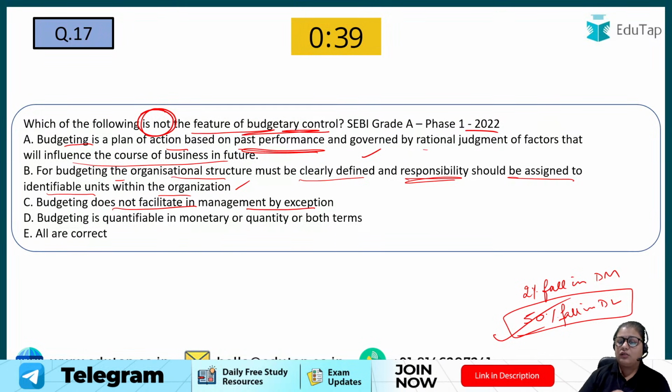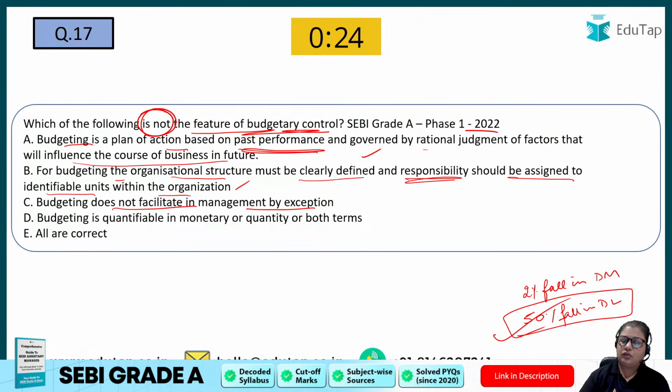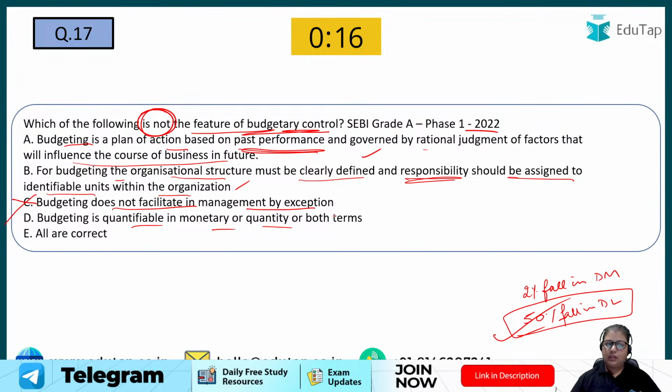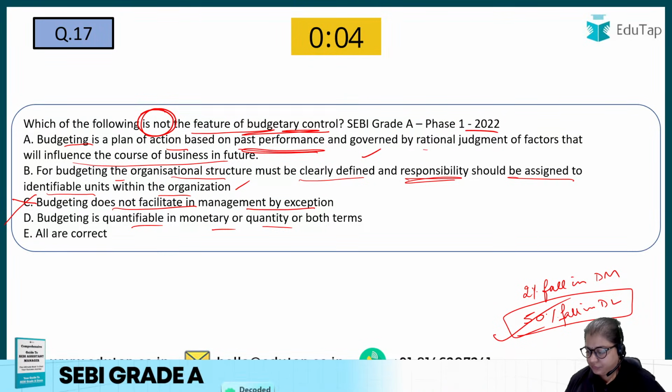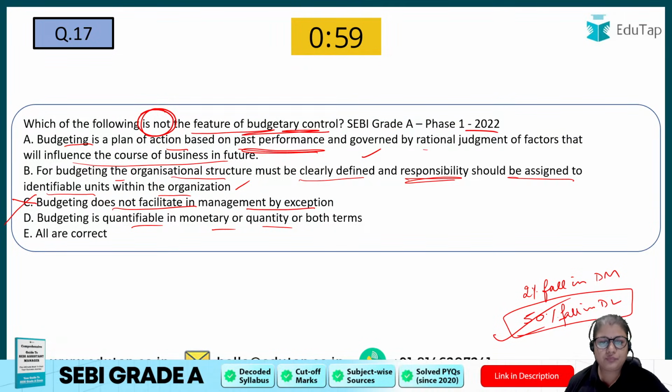So we have to find out which is the significant deviation or significant problem that has occurred, and this will help. Of course, budgeting does facilitate management by exception. It does say that yes, management by exception should be followed. So this statement is an incorrect statement. Then, budgeting is quantifiable in monetary or quantity or both terms. That is true. So D is also correct. So option C is not a feature of budgetary control. Yes, management will intervene when there are adverse results in the operations. That's true. Okay, moving ahead.